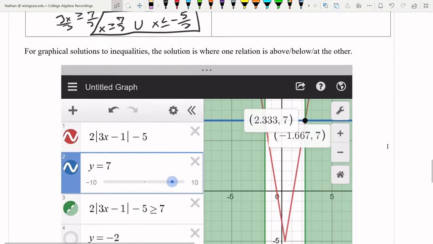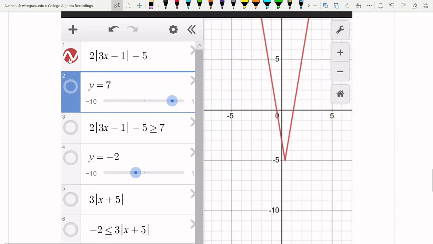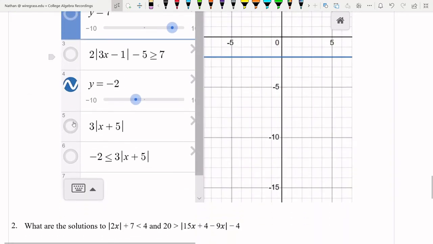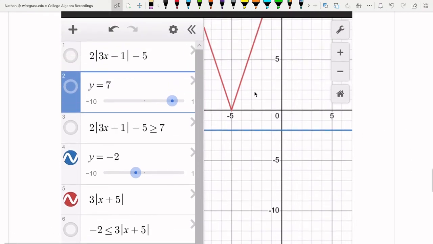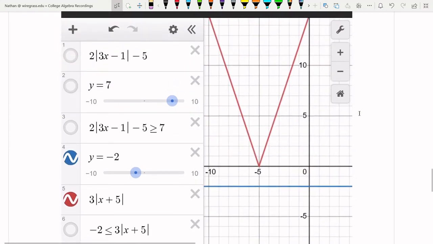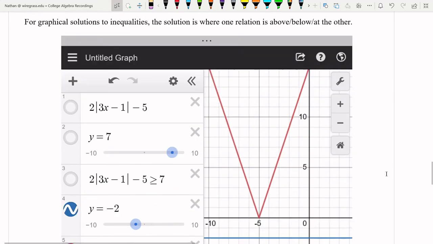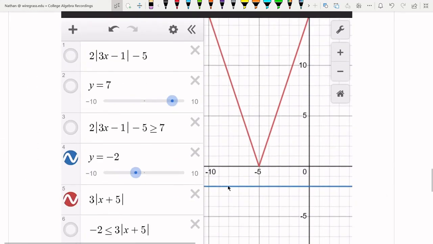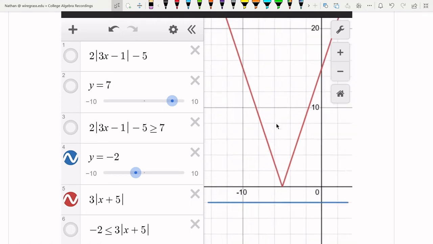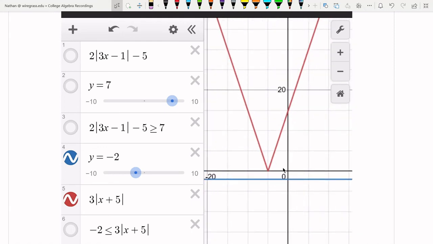So if we look at the graph, you can see that this is the graph we have, and we're asking, when is the absolute value function greater than or equal to -2? So when is it above -2? -2 is right here, and when is this function above that? It's above it everywhere. It's always above it. It just keeps going upward, both to the left and to the right. It never touches it or goes below it at all.